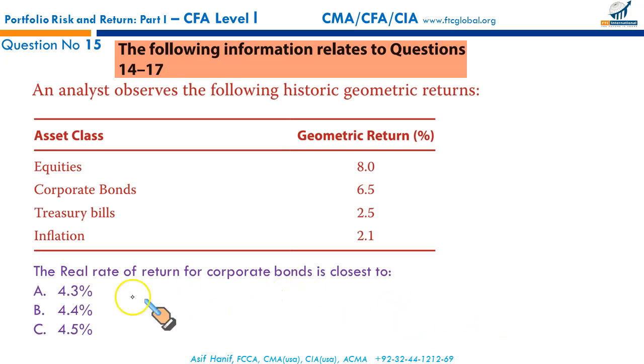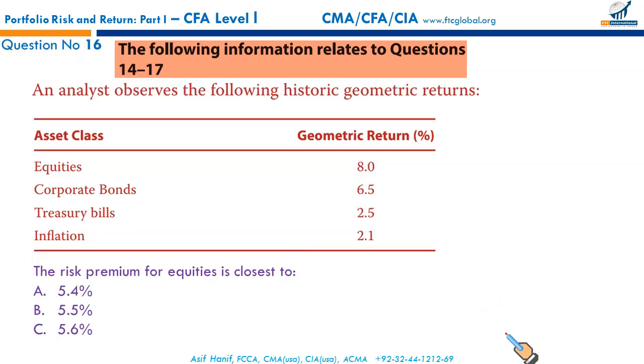Next question, number 15. The real rate of return for corporate bonds is closest to, same thing, 1 plus the nominal rate 6.5% upon the inflation rate 2.1%, and then simply deduct 1 from it, and that will give you 4.3%. Fairly straightforward question. That makes A the correct option.